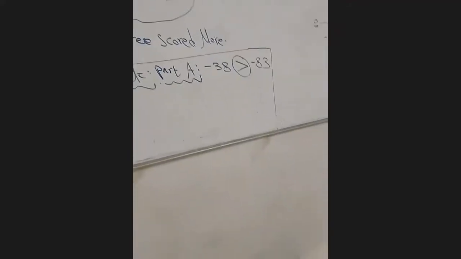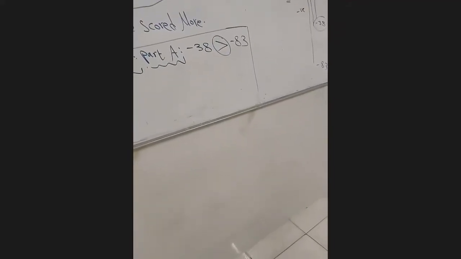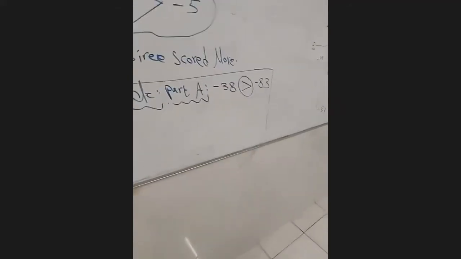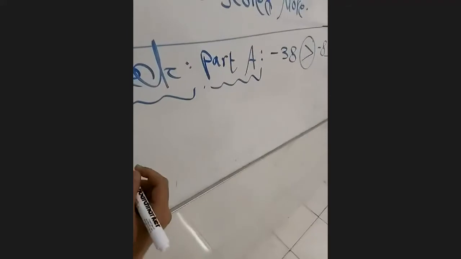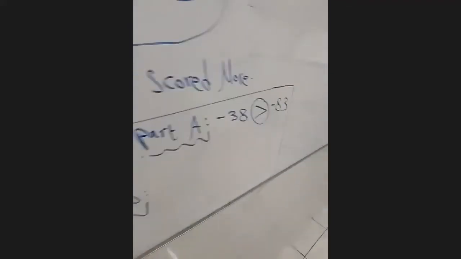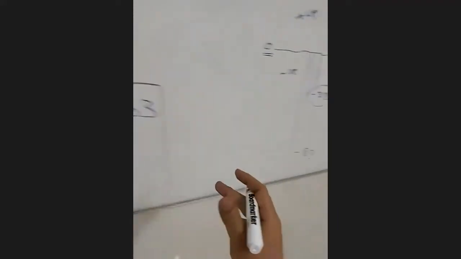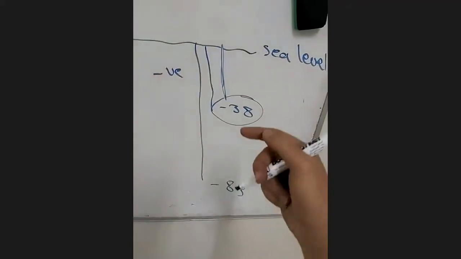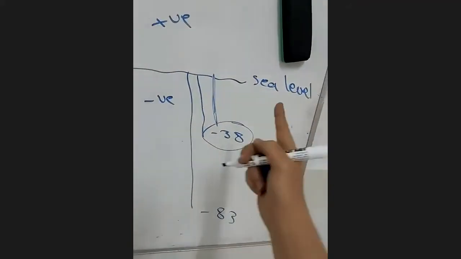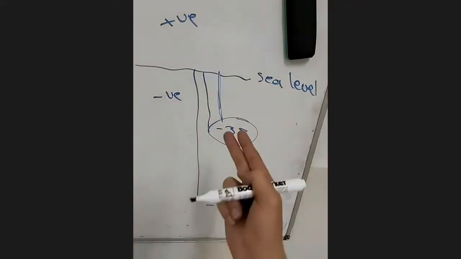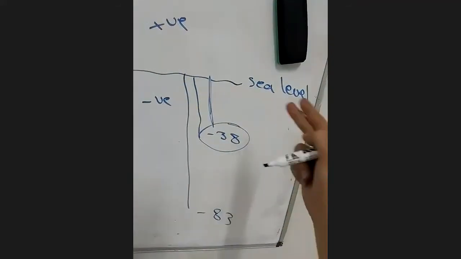Should I read part B? Wait, Muhammad. Now, part B, read. Explain the meaning of the inequality. Now, this inequality means what, guys? It means that negative 38 is closer to the sea level.